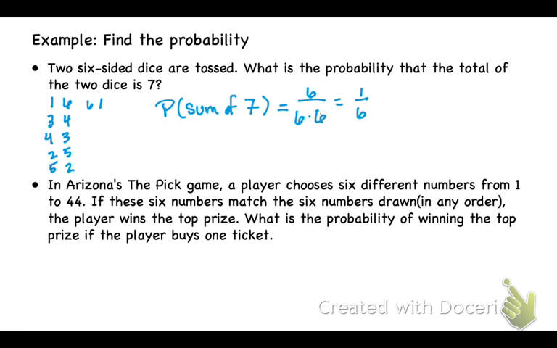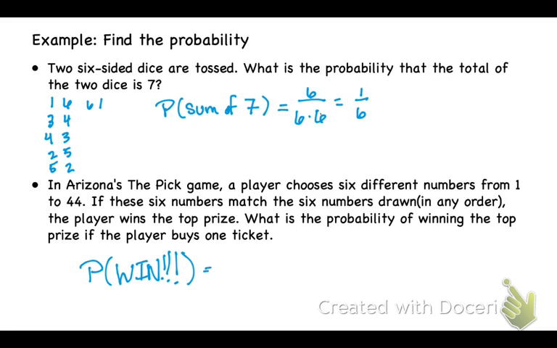Okay, so we need 6 numbers, 1 through 44. So a probability of a win. I'll take a win on a lottery. How about you guys? Yep, you're going to win.